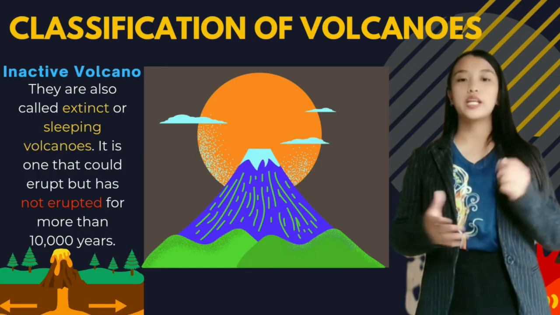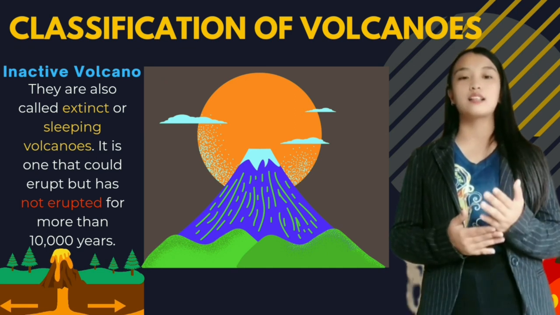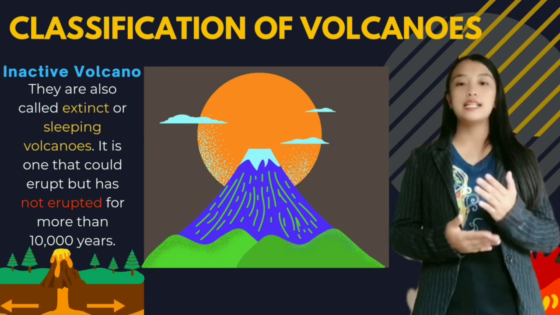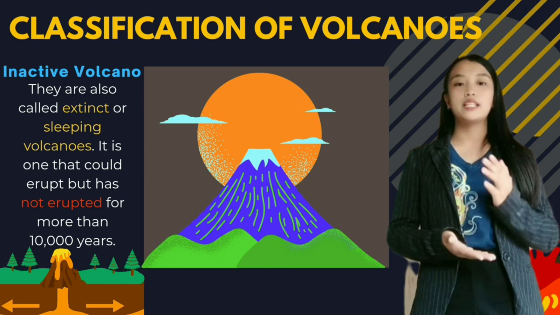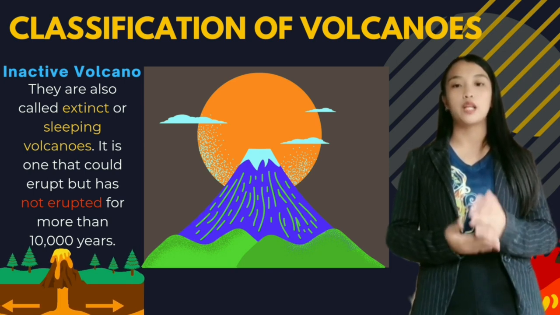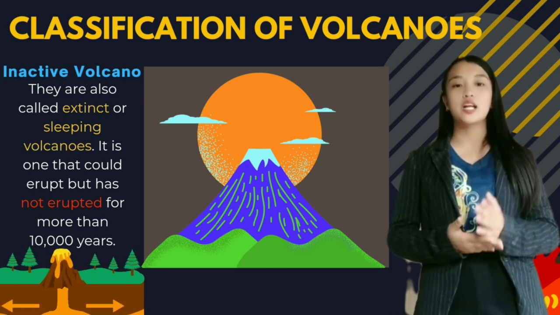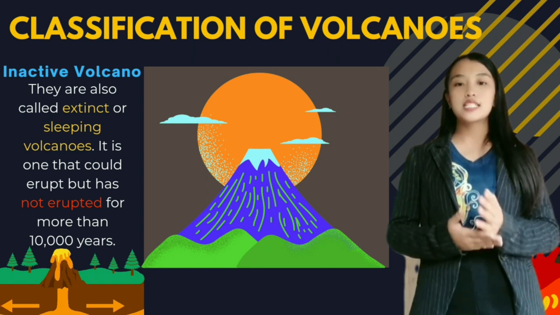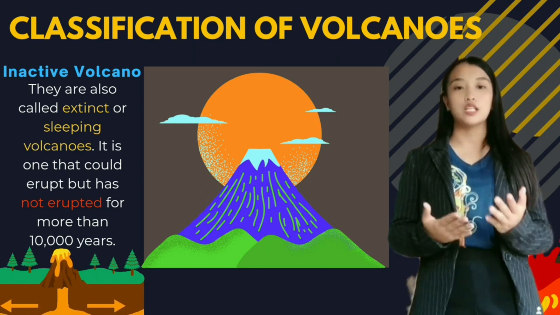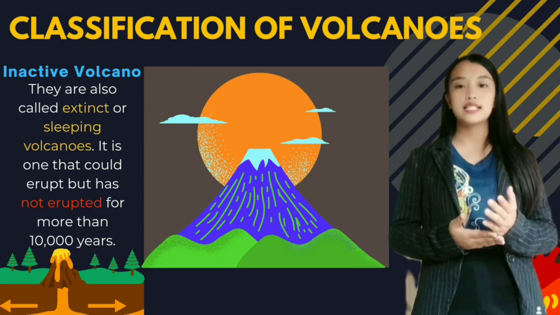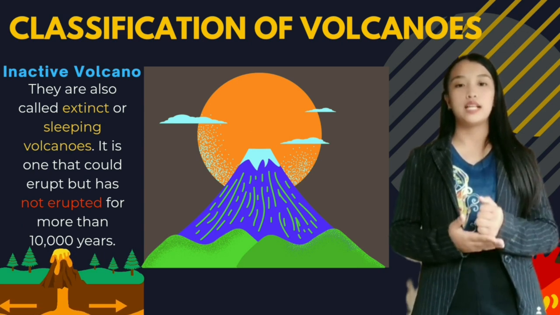On the other hand, we can also classify volcanoes as inactive volcanoes. They are also called extinct or sleeping volcanoes. It is one that could erupt but has not erupted for more than 10,000 years. It is expected that they will erupt again at some point despite being dormant for thousands of years. Inactive does not necessarily indicate that the volcano will not erupt again.